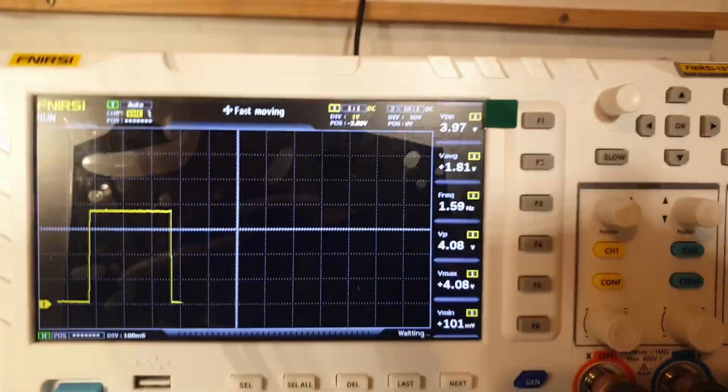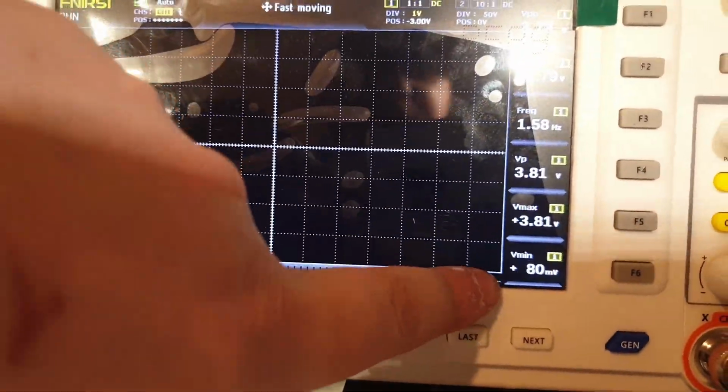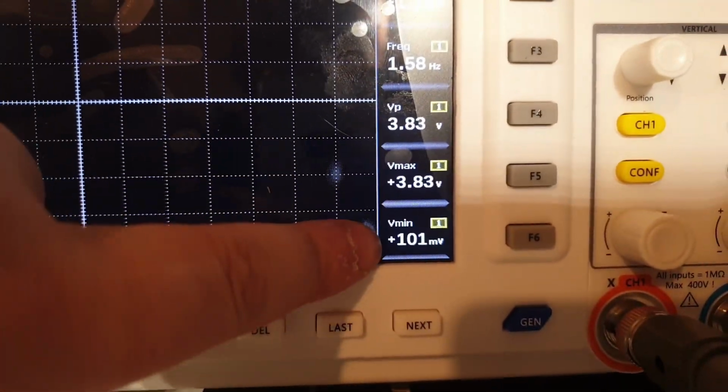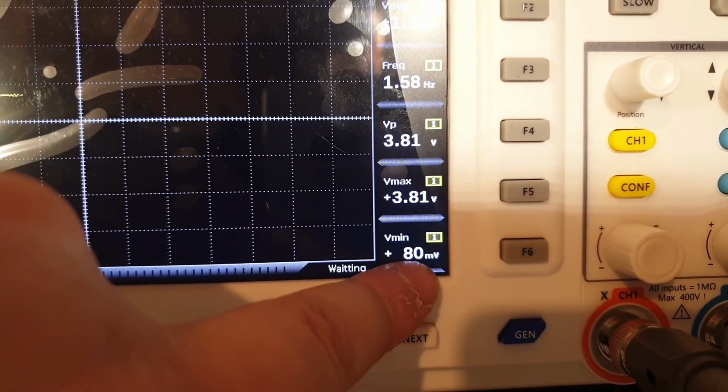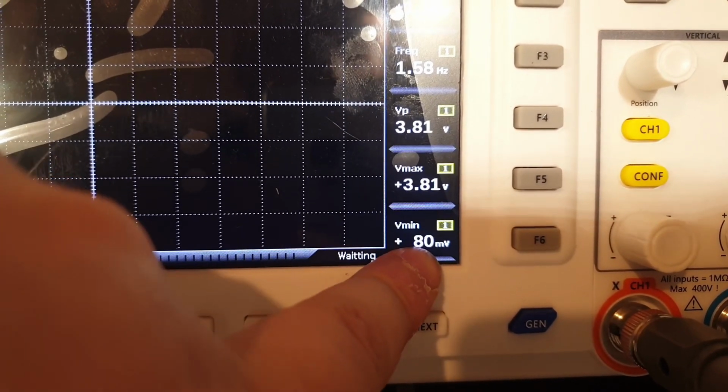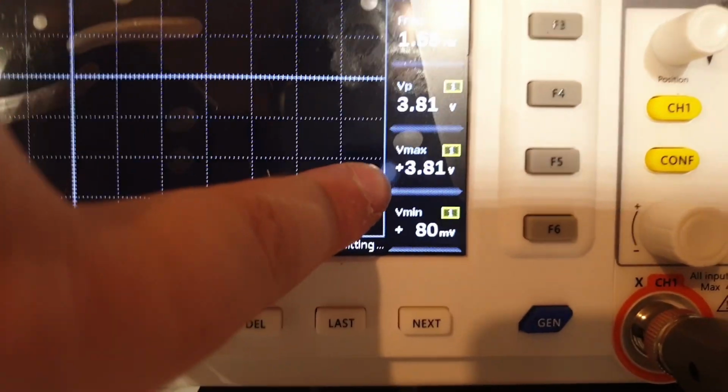And this is the frequency. Most important is this here, Vmax and Vmin. You can see I took a test with another op-amp and I got 20 millivolts, but with this op-amp that I have here it is 100 or 80 millivolts. But here the voltage maximum is 0.8.